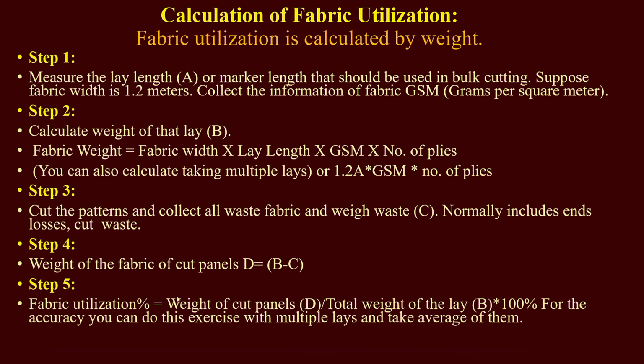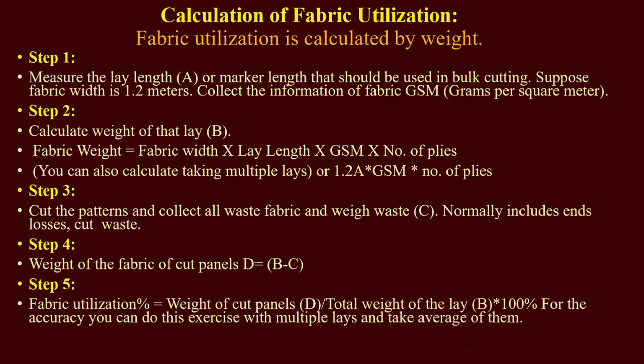Fabric utilization is the weight of cut panels, D, as we have found in step 4, divided by the total weight of the lay, B, the total weight of fabric, multiplied by 100. For accuracy, you can do this exercise with multiple lays and take the average of them. These were the steps involved in utilization of fabric in garments.